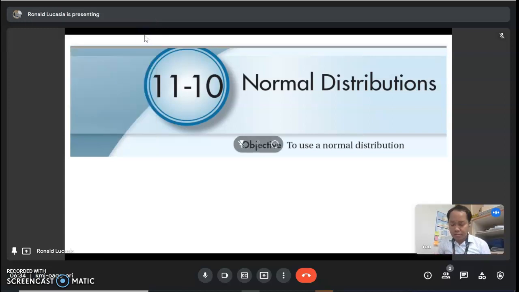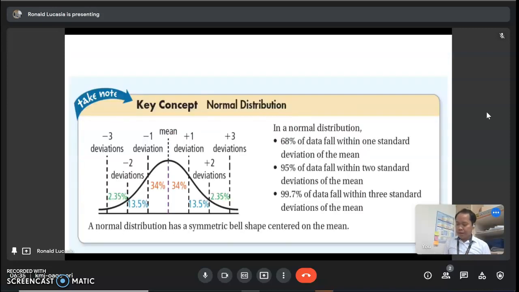Good afternoon, students. Today's lesson is about normal distributions, and at the end of the lesson, you must be able to use normal distributions. The key concept of normal distribution we have here is called the empirical rule. The empirical rule is 68, 95, 99.7%. What does it mean?